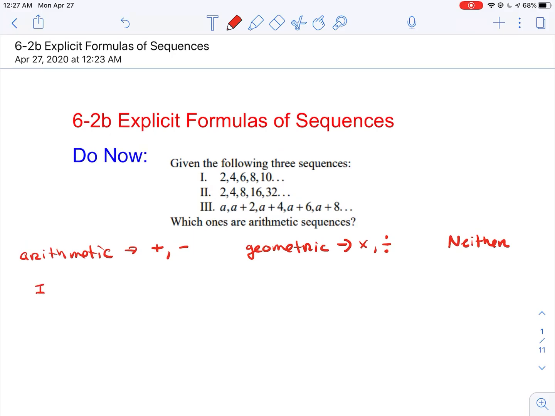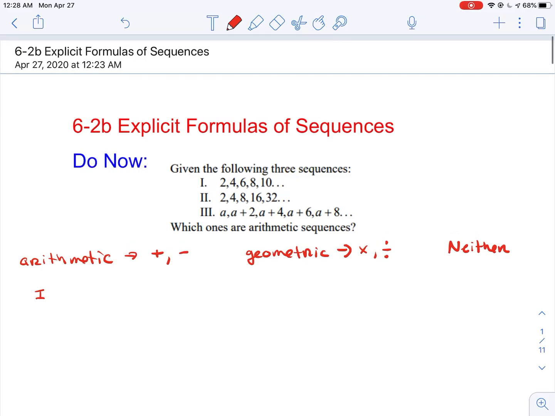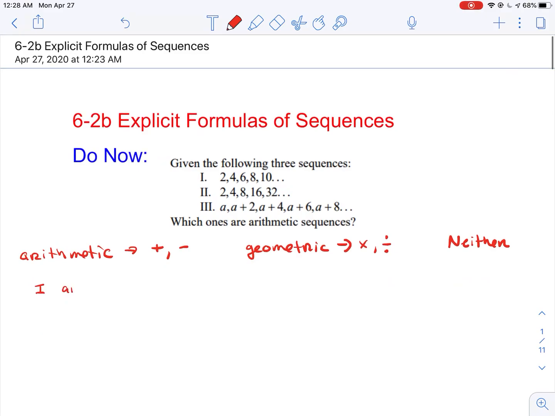We have 2, 4, 6, 8, 10. That's the first one. So how do we get from 2 to 4? Well, there's two ways. You could either multiply by 2 or add 2. So you do have to look at the next term to see whether this is addition or multiplication. To get from 4 to 6, multiplying by 2 is not going to work here. So it is going to be adding 2. So that means the first one is going to be an arithmetic sequence.